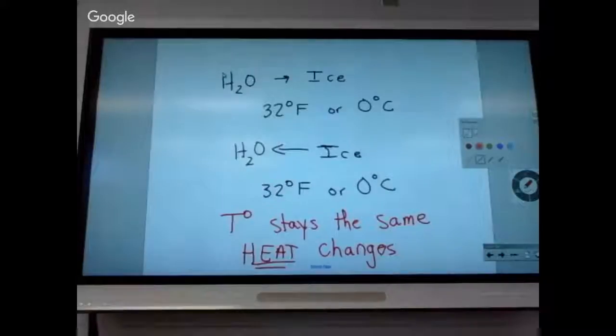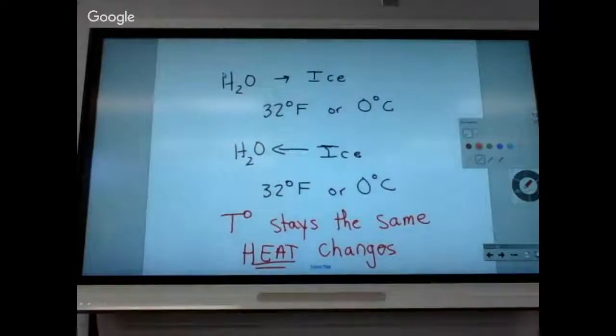How does the heat change? 2 of the processes absorb, 2 of the processes release. Now, if you absorb heat, you might remember this from biology class, you're endothermic. If you release heat, you're called what? Exothermic.